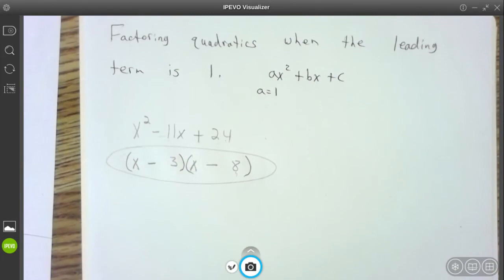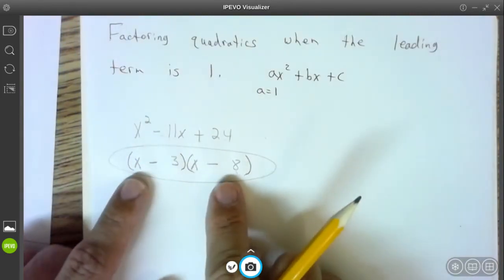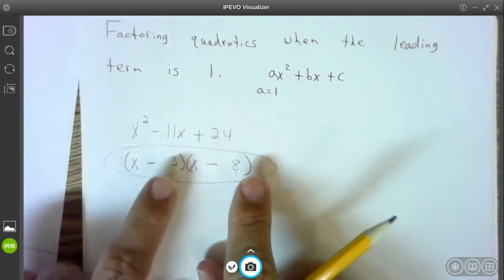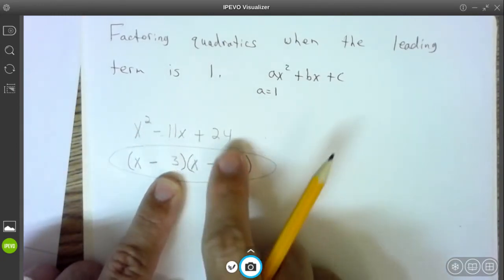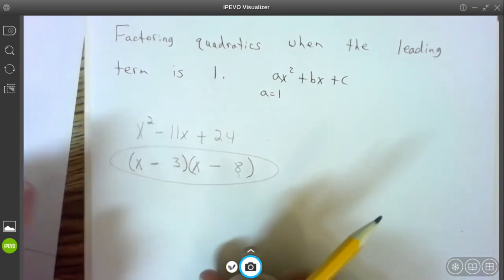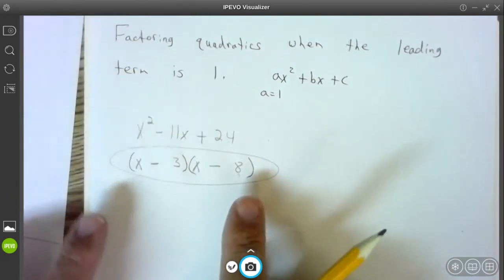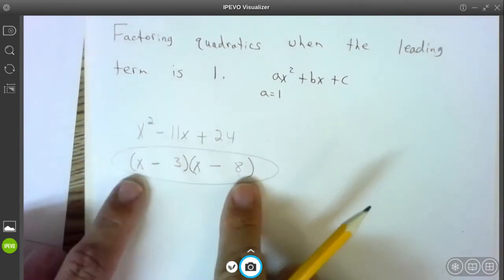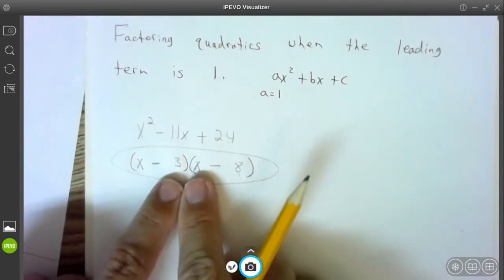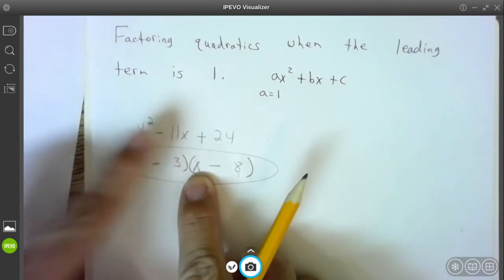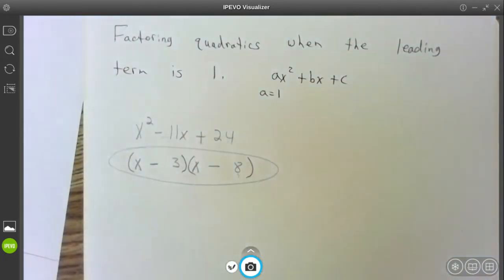All right. You could always check your answer. Think about what happens when you multiply this thing back out. -3 and -8, that gives you 24. X and x, that gives you x squared. And then to get that 11, it's going to be -8x and -3x. That's how you get the -11x in the middle.